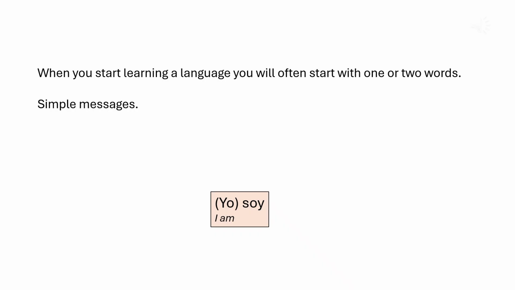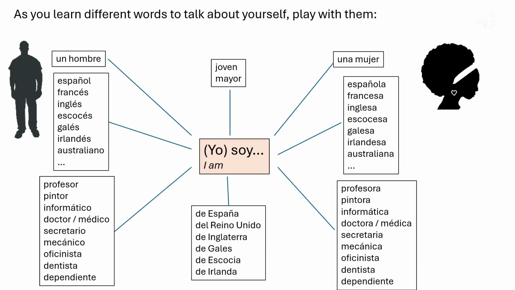When you start learning a language, you will often start with one or two words, simple messages. For example, yo soy, or simply soy, I am. As you learn different words to talk about yourself, play with them.